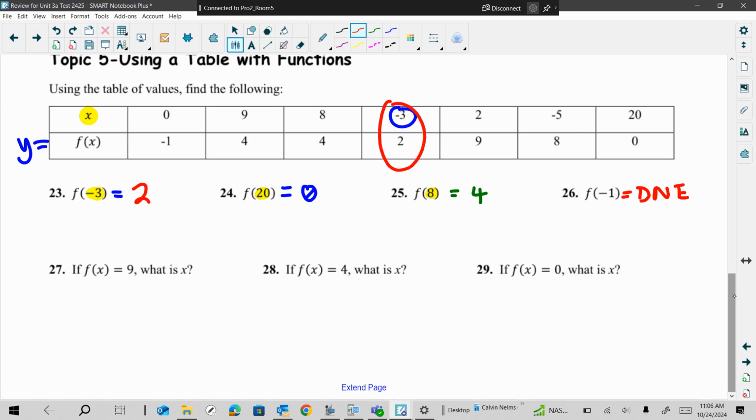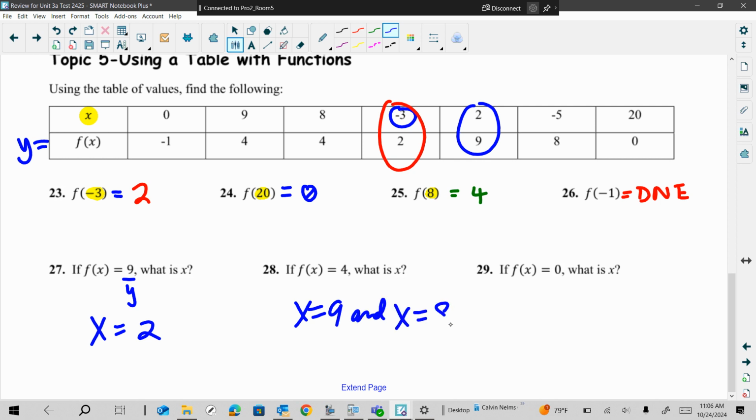Now, if the function of x equals 9, what is x? So this, guys, represents the y value. So now look at the second row. Find when the y is 9. Yeah. So that means x equals 2. Yes, 28 right here. x equals 9 and x equals 8. There's 2 answers. x is 20. Yes, good.